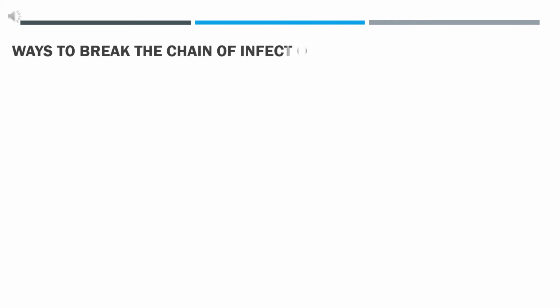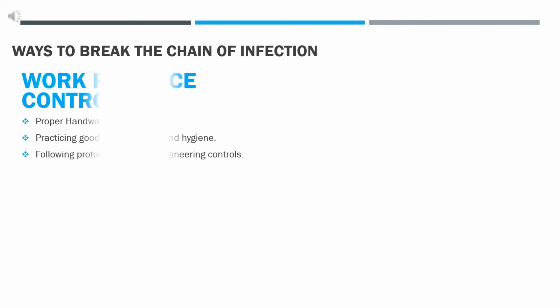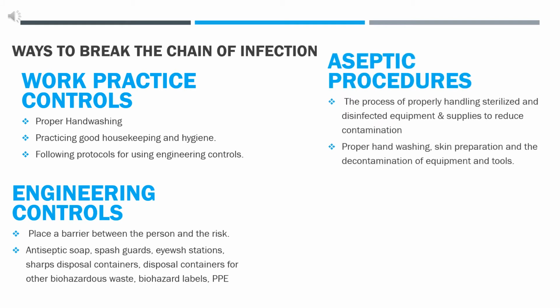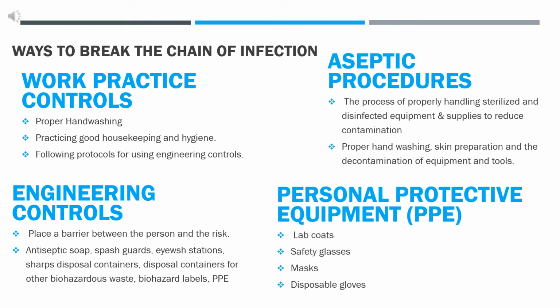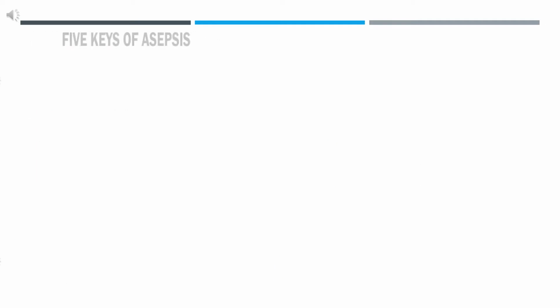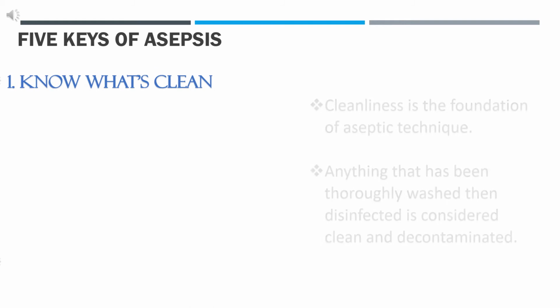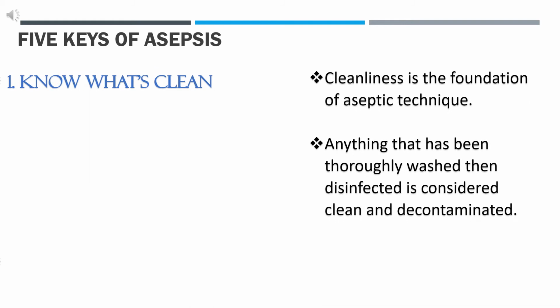You can break the chain of infection with work practice controls, engineering controls, aseptic procedures, and personal protective equipment, or PPE. There are 5 keys to asepsis. Know what's clean. The foundation of aseptic technique is cleanliness. Any item that has been thoroughly washed and then disinfected is considered clean and decontaminated.